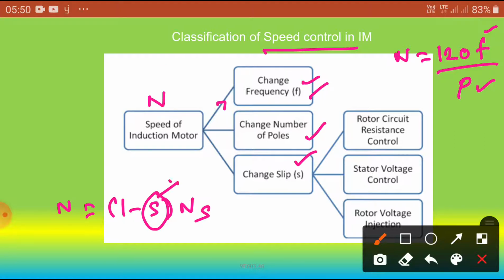So this is the change in frequency, change in number of poles, and change in slip. The change in slip is further classified into rotor circuit resistance control, which is on the rotor side, where by adding some resistance in the rotor side we control the speed. Then stator voltage control, which we have just seen. Next, rotor voltage injection method, where we inject some voltage into the rotor from outside to control the speed. These are the classification of speed control in induction motors from the stator side and rotor side.